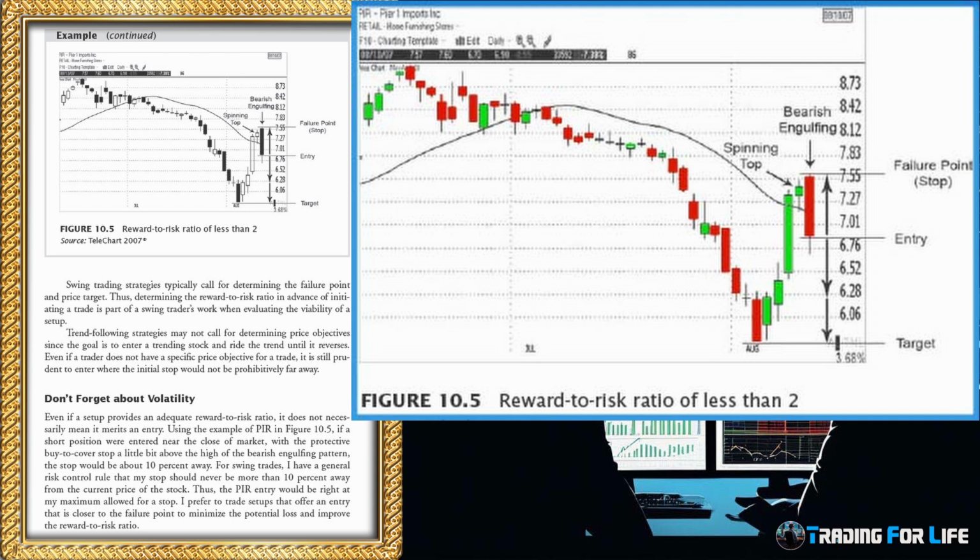Trend-following strategies may not call for determining price objectives, since the goal is to enter a trending stock and ride the trend until it reverses. Even if a trader does not have a specific price objective for a trade, it is still prudent to enter where the initial stop would not be prohibitively far away.